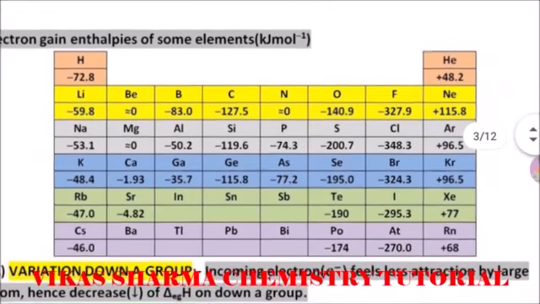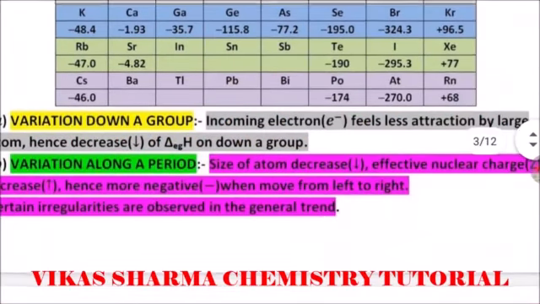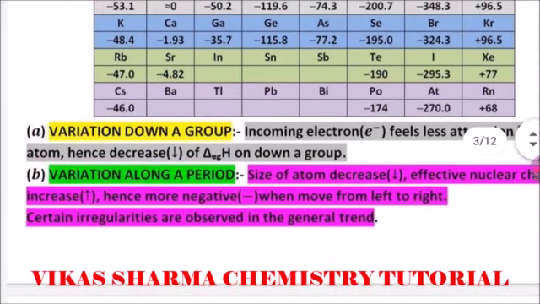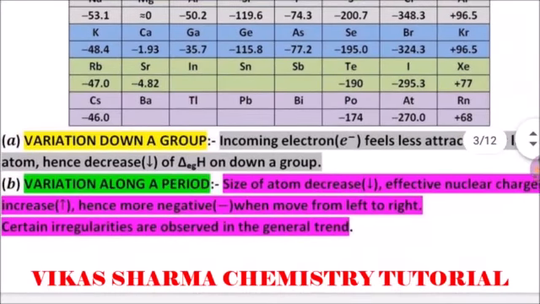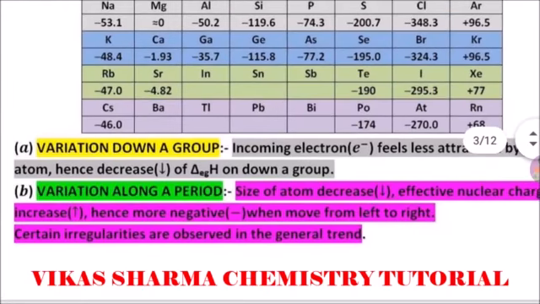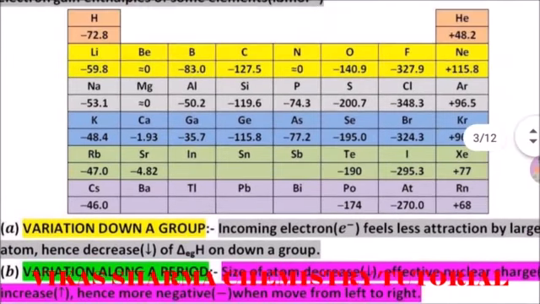to accept electrons. Now the variation down a group: the incoming electron feels less attraction from a large atom, hence ΔegH decreases down a group. When we go down a group, the size increases, so ΔegH also decreases. For example, lithium shows minus 59.8, but cesium has minus 46.0. In the case of the oxygen family, it is minus 40.9, but polonium is minus 174.